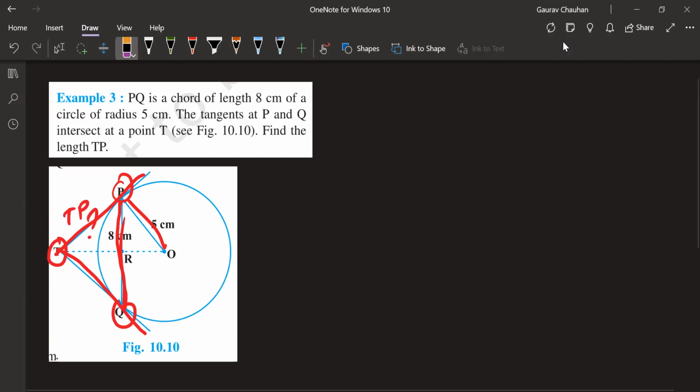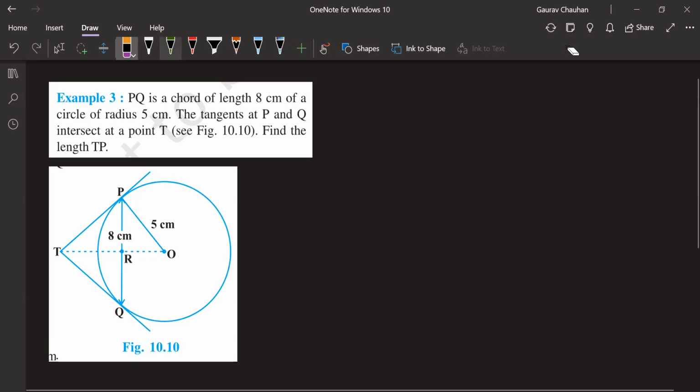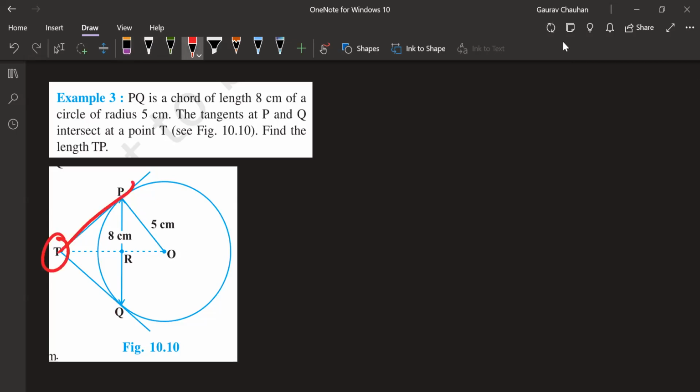Another way of looking at it is that from an external point T, we have two tangents coming. These endpoints form a chord here. And we know the length of the radius, we know the length of the chord. What will be the length of these tangents? Okay, that's another way of looking at this question.